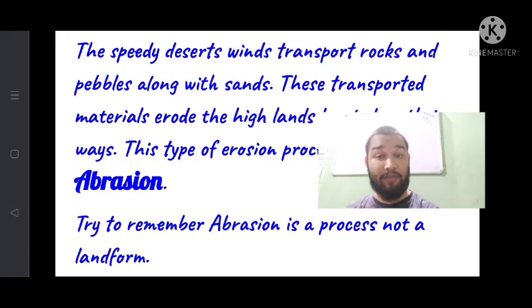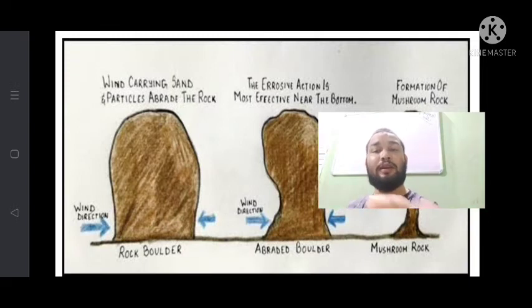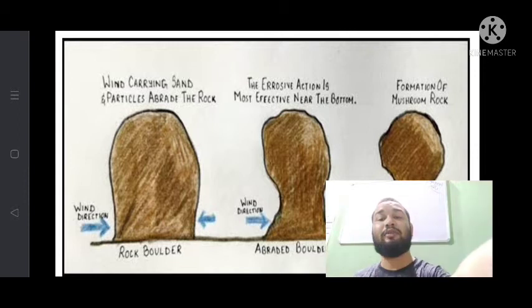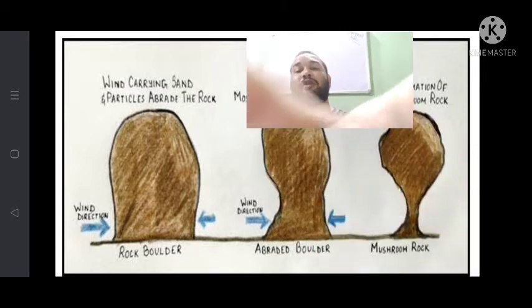Always remember what is abrasion. You may be asked in the exam what is abrasion, and you may be given 4 MCQs with options like deflation, abrasion, sand dunes, or another type of landform. You have to tick abrasion, the process by which the hill areas of the desert are cut down by the wind. This is called the abrasion process. You can see it here.